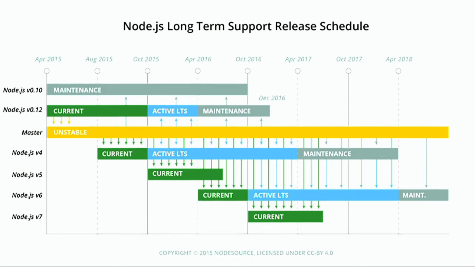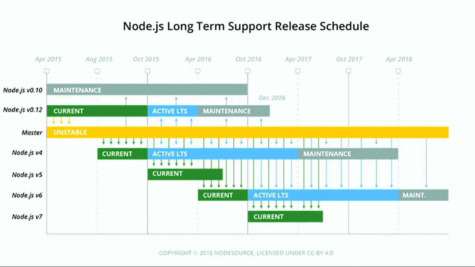And we have Node v4. Node v4 is the first LTS release of Node. It is currently in an active LTS release process. We'll talk a little bit more about that in a bit. And in April of 2017, that'll move to maintenance. Node v5 was a current release from October 2015 until a little bit after April 2016.